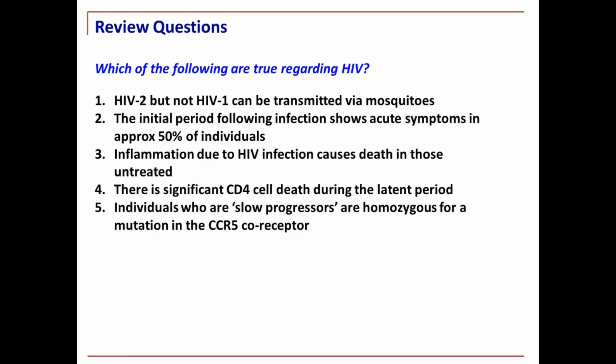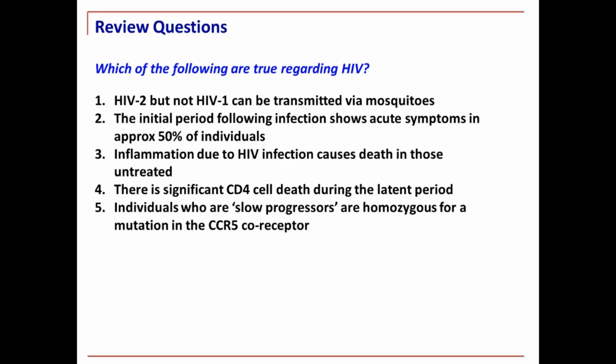So, a little question on HIV for you. Which of the following are true regarding HIV? Press pause, have a read through, and see what you know. Okay. Which of the following are true regarding HIV? Number 1, HIV-2, but not HIV-1, can be transmitted via mosquitoes. That's incorrect. They cannot be transmitted via mosquitoes.